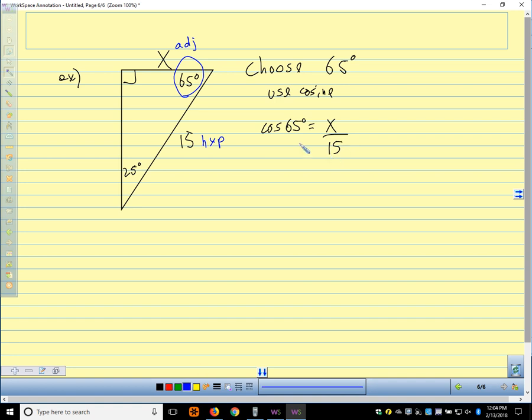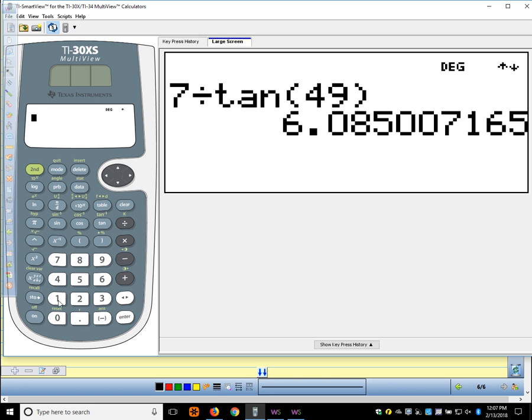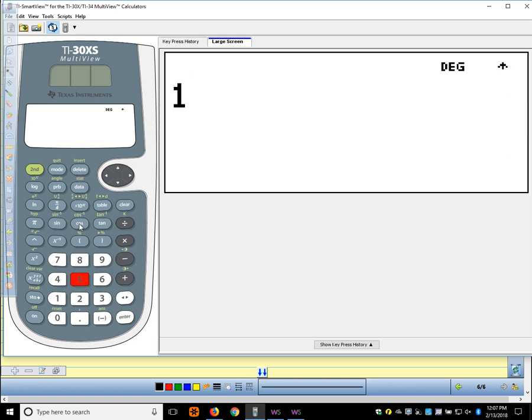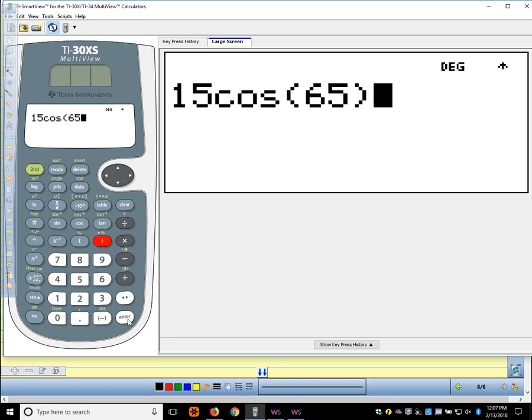We want to get that 15 out of the denominator. So we multiply. Those go away. And I get x equals 15 cosine 65 degrees, calculated exactly like that. 15 cosine 65. Enter, and we get 6.3.